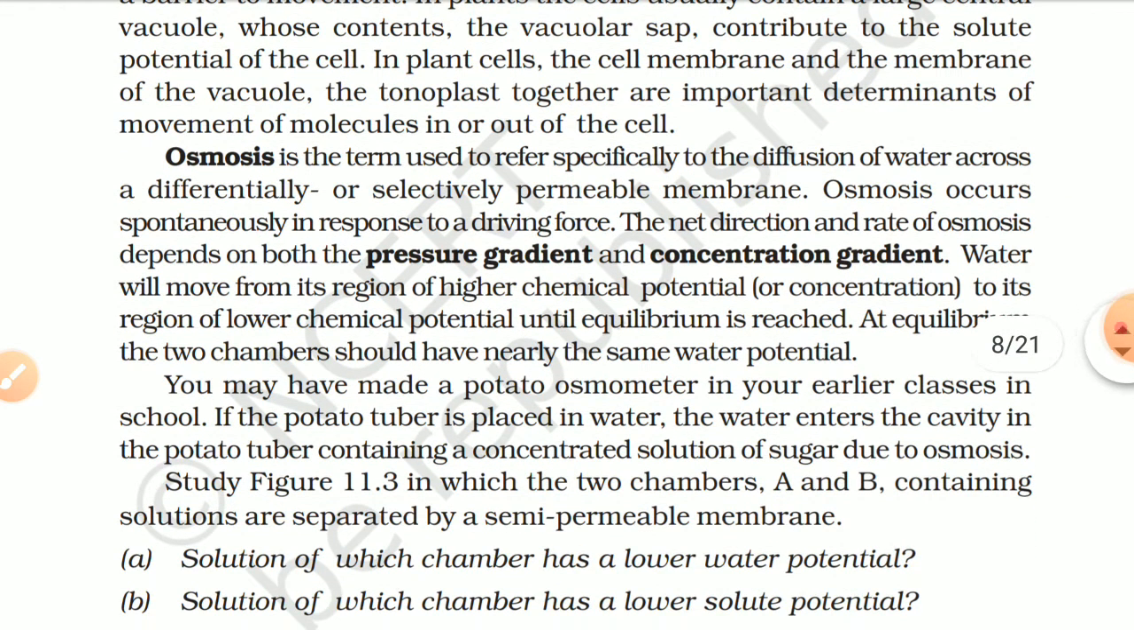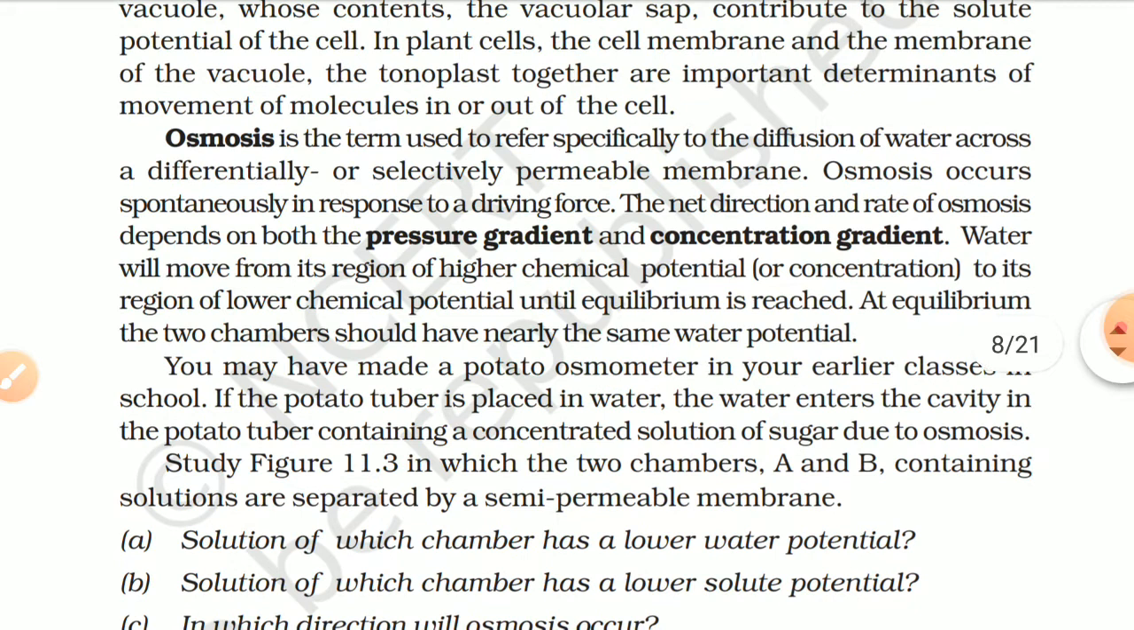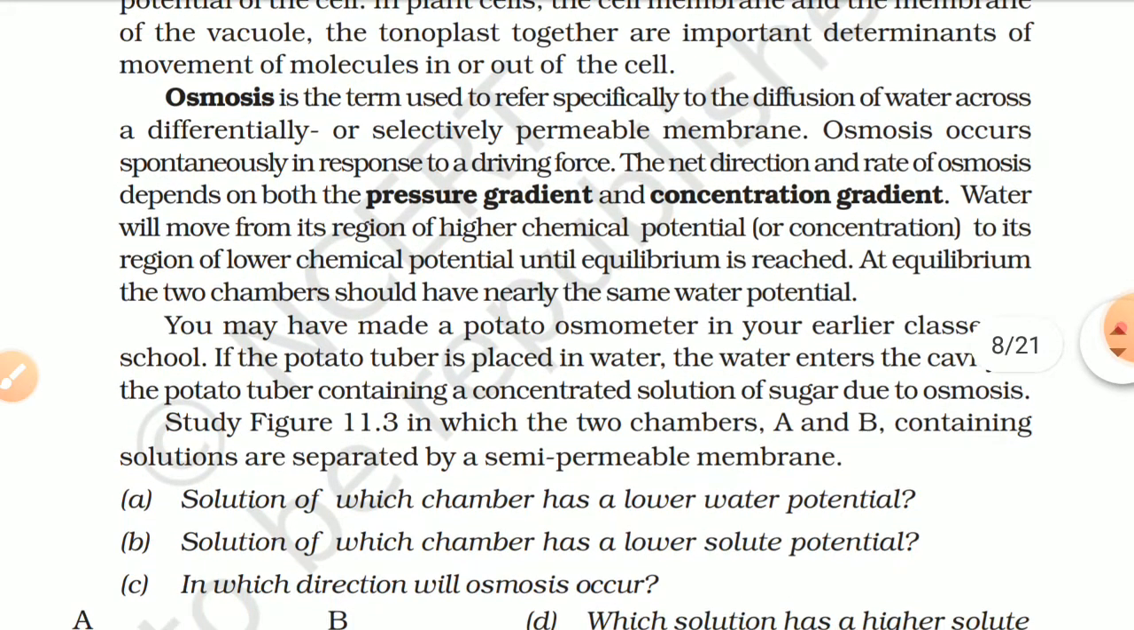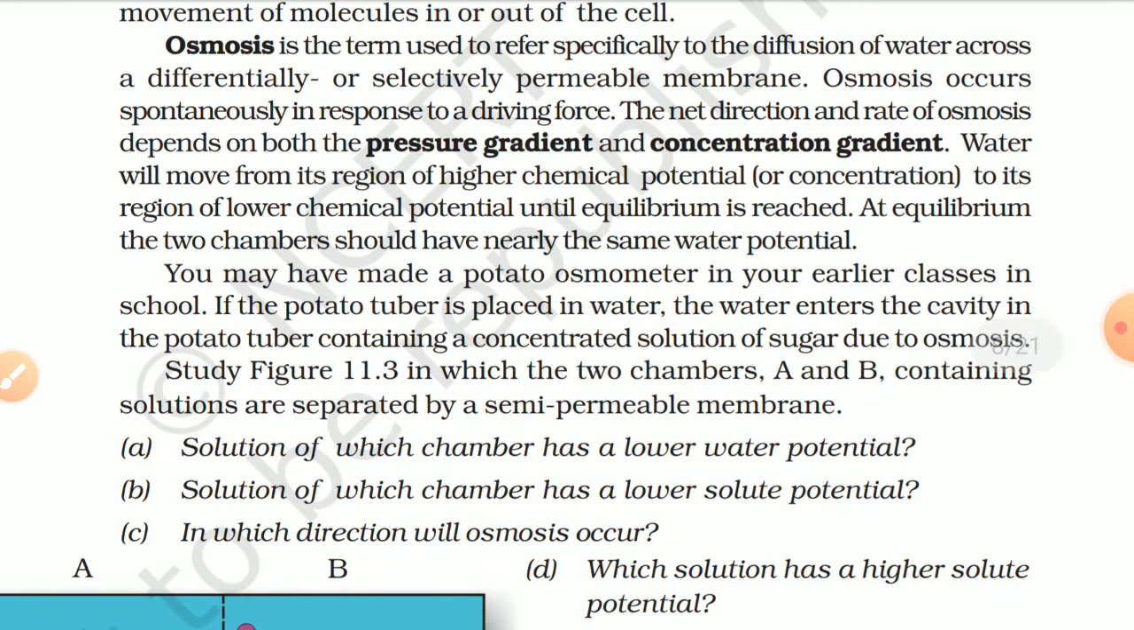Osmosis is the term used to refer specifically to the diffusion of water across a differentially or selectively permeable membrane. Osmosis occurs spontaneously in response to a driving force. The net direction and the rate of osmosis depend on both the pressure gradient and the concentration gradient. Water will move from its region of higher chemical potential or concentration to its region of lower chemical potential until equilibrium is reached. At equilibrium, the two chambers should have nearly the same water potential.